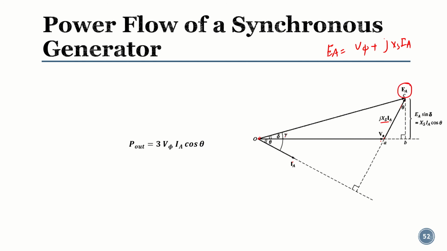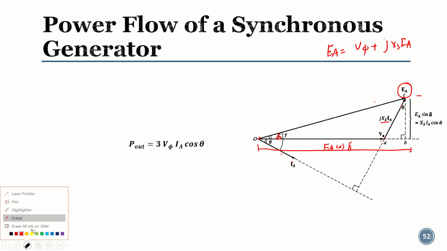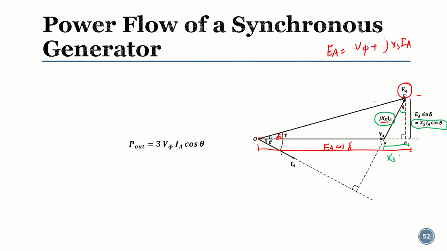Here is the angle between IA and EA, which is gamma. Let's assume the angle between EA and V phase is sigma. So this complete side will become EA times cosine of sigma, and this will become EA times sine of sigma. Basic one. And if this angle is theta, and this is the drop, then this term will be reactance times IA times cosine of theta, and this term will be Xs times IA sine of theta.